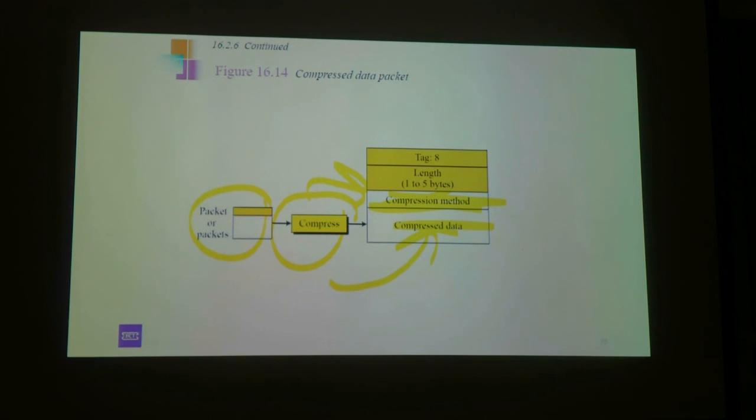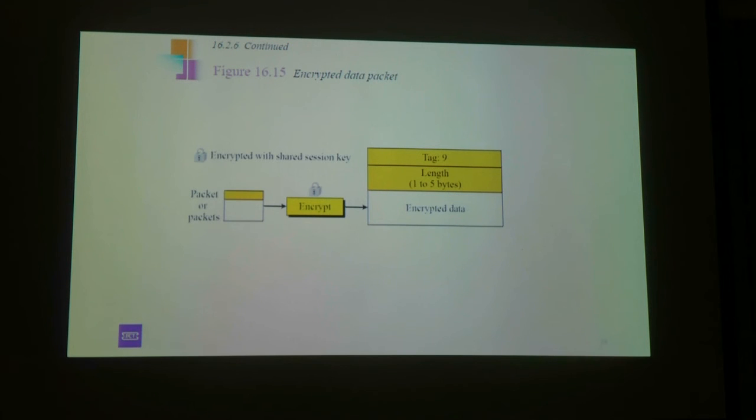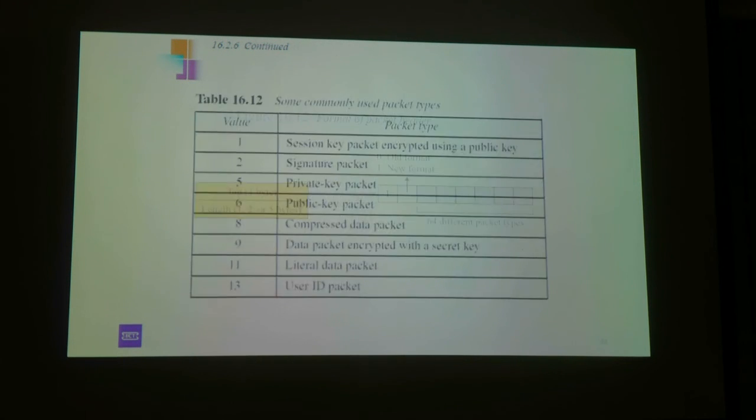So in here, I'm sending a compressed file, okay? Look in here, encrypted data bucket. So in here, what am I doing? I'm doing encryption. So basically, you start with your data. You're going to encrypt it. Okay, you're going to do encryption. The encryption happens with what? With the shared key. All right? And then it will be included in here and sent. And what type is this? Tag number 9. If you go back in here, data packet encrypted with a secret key. Right?